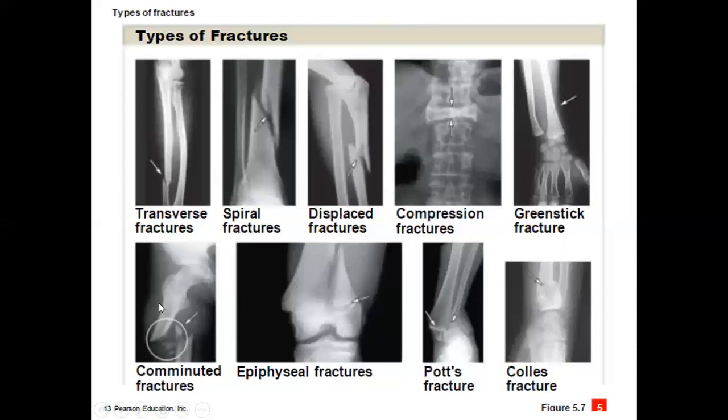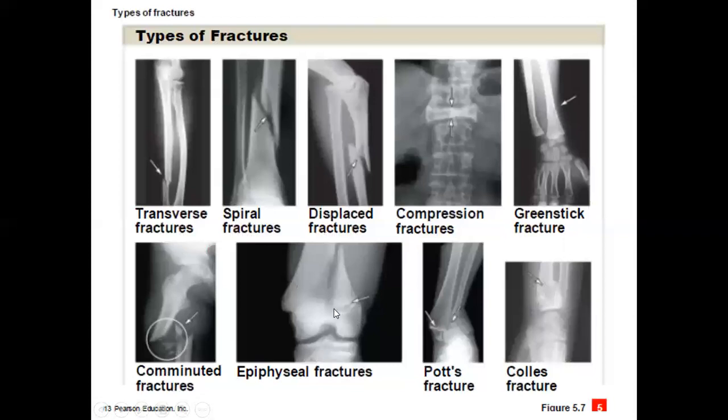Comminuted fractures are possibly the worst. It's a complete shattering of the bone. So this is the femur, the upper bone in your thigh. So right there's the head of the femur, right? The neck of the femur. There's trochanters that we talked about. And then here's the diaphysis. So this has been completely shattered. Usually this part of the bone will be sticking out through the skin. Pretty gross, right?